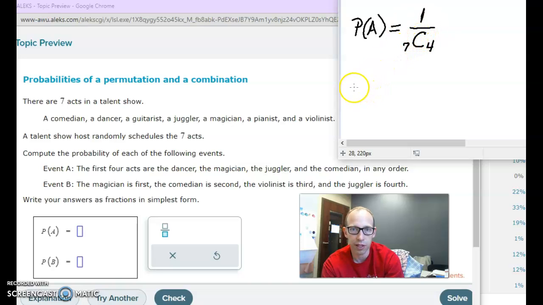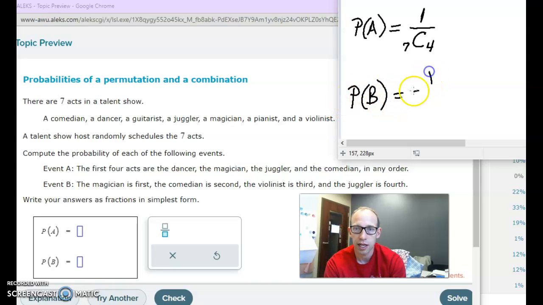And then on the second one, probability of B, it's similar, but we want the magician, the comedian, the violinist, and the juggler in that order. So in this case, not only does it matter if you're selected for the first 4 or not, but you also have to be within that specific order. So this is the same idea, but a permutation here. And then we can calculate these two.